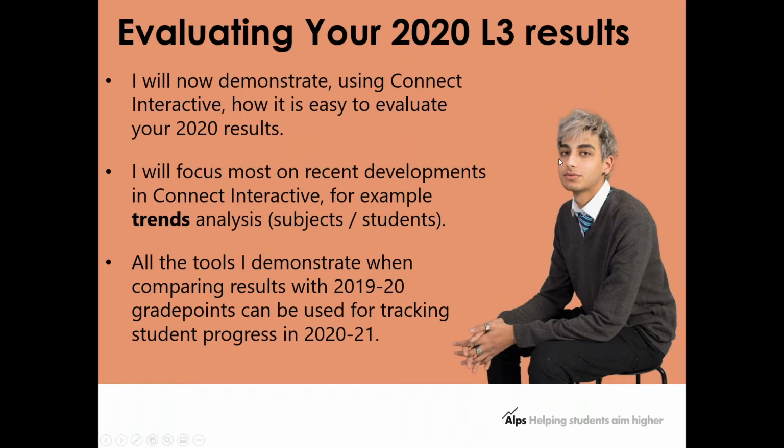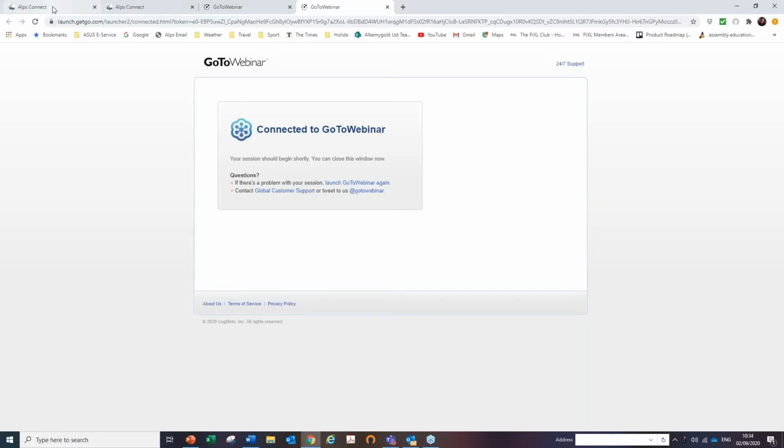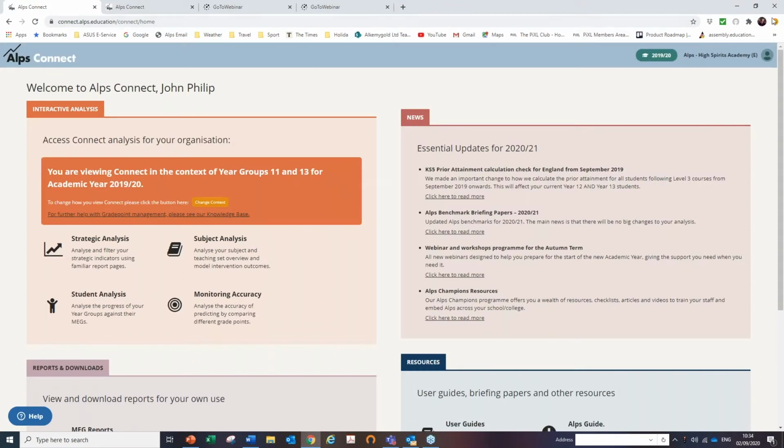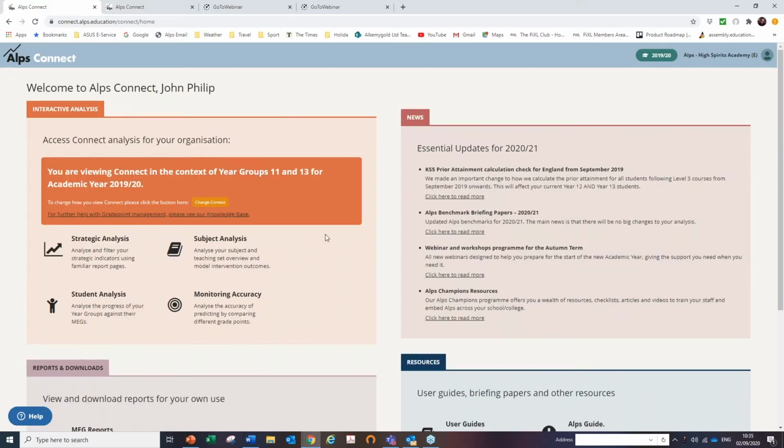So I'm now going to come out of the slideshow and I'm going to switch us into ALPS Connect and tell you what I've got for you to be looking at in Connect today. First of all, I'm going to look here at the grade point selector, because at the moment, to begin with, I just want to show you this year's results as achieved when the centre assessed grades were awarded through in comparison to the 3 previous years. So I'm clicking OK to confirm that that is what I want.